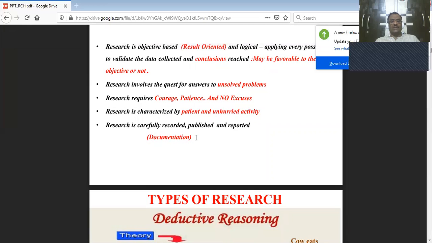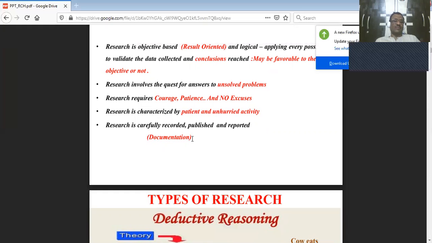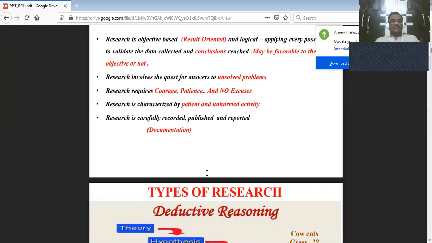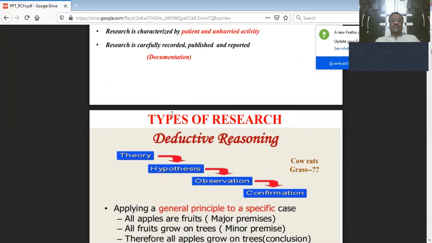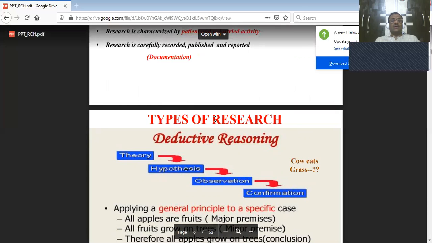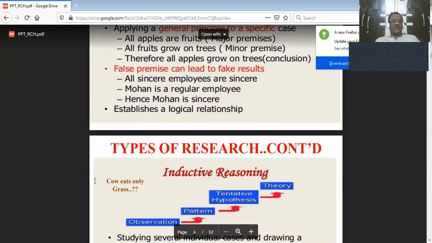That's what exactly Shodh Ganga is doing. Many other websites are doing the same, and publications are all about this, and even presentations, whatever they may be. It's all about your research and publications. Next, if you say types of research, there are two major types. One is based on deductive reasoning, and another is based on inductive reasoning.